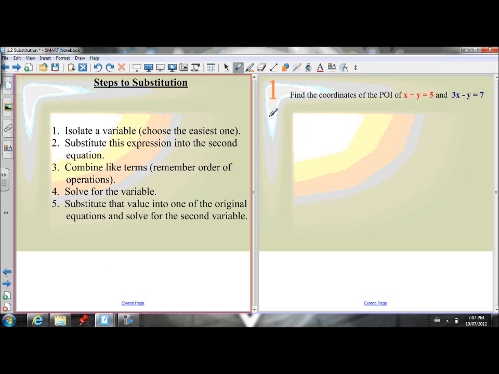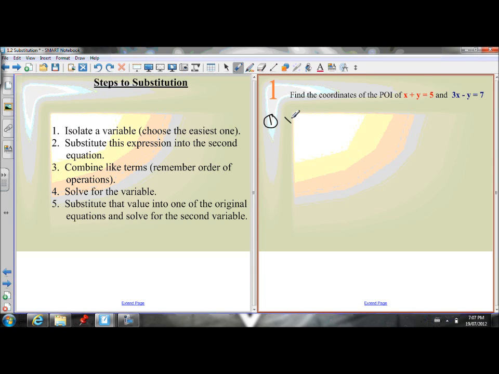Okay, so I have my two equations. My first equation is x plus y equals 5. And I have my second equation, 3x minus y equals 7. Okay, first step, isolate a variable. Choose any variable and isolate it. I'm going to choose this x to isolate right here.